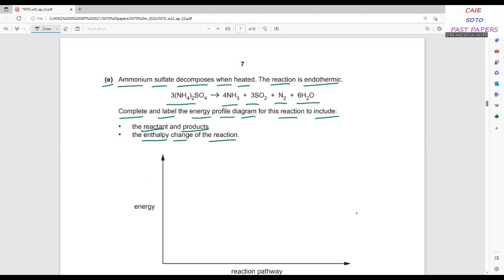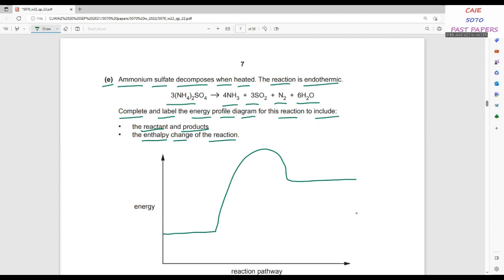So this reaction is endothermic, which means that the product will be at the high energy state. So we'll start from this side, the energy will go up. Now, let's show the reactants and product.